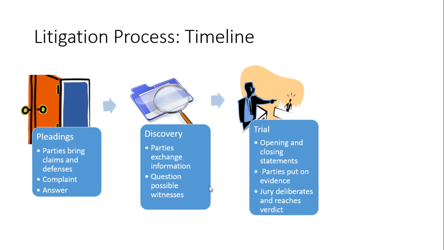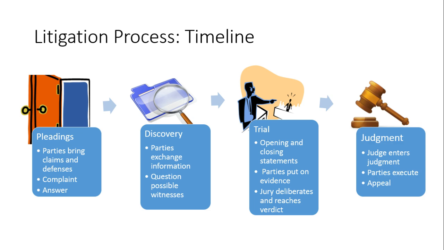After discovery is completed, the case goes to trial. This is what you often see in TV representations of litigation. This is where the party gets to make their opening statements before the jury. They get to put on their evidence. They get to cross-examine and examine witnesses. They make objections to evidence. They make their closing statement. Then the judge instructs the jury on the law, and the jury deliberates and reaches a verdict.